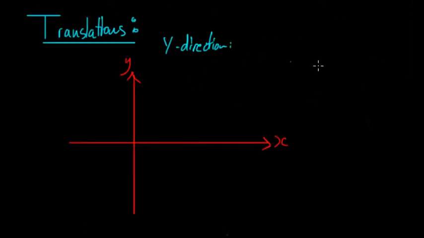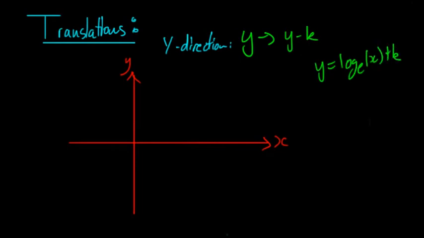So going on to translations. Translations in the y direction, that's when you're replacing y with y minus k, which will give us y is equal to log e x plus k. Now if we have the original graph here, this is going to shift it up or down, and thus shift the x-intercept, but the graph will remain the same.